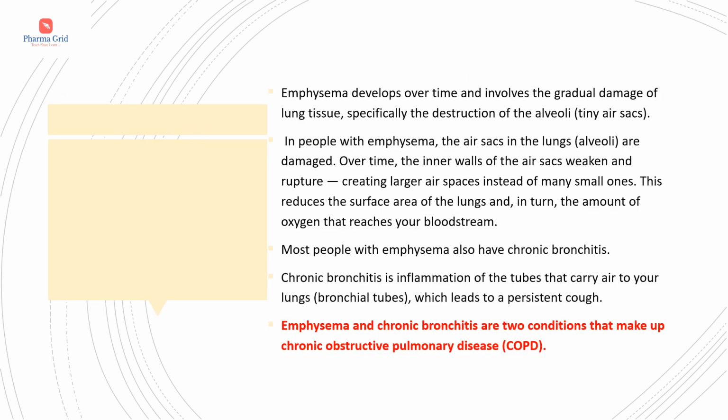Emphysema develops over time and involves the gradual damage of lung tissue, specifically destruction of the alveoli. Alveoli means the tiny air sacs. So in people with emphysema, the air sacs in the lungs, the alveoli, are damaged. Over time, the inner walls of the air sacs get weakened and rupture, thereby creating larger air spaces instead of many small ones. This reduces the surface area of the lungs and in turn the amount of oxygen that reaches your bloodstream.